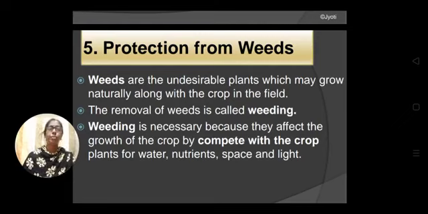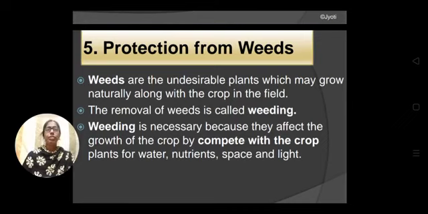So let me first tell you what weeds are. Weeds are the undesirable plants which may grow naturally along with the crops in the field. You might have observed that even in our garden, when we are growing some plants that we want, along with those plants some unnecessary plants are growing. Grasses and other small plants are growing along with those plants. So those unnecessary plants which are not wanted by us are known as weeds.